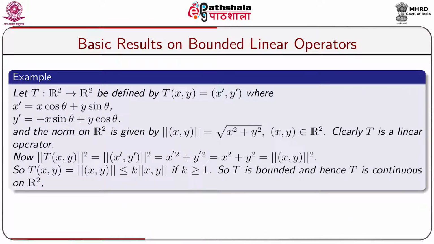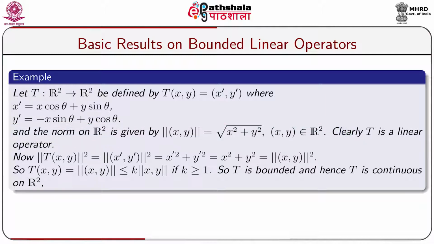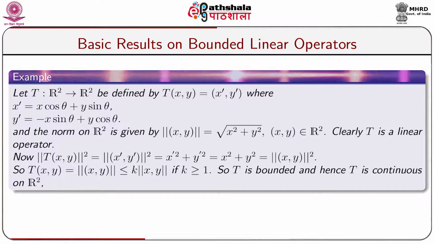Let T be a mapping from R2 to R2 which is defined by T(x, y) = (x', y'), where x' = x cos θ + y sin θ, y' = −x sin θ + y cos θ, and the norm on R2 is given by norm of (x, y) = √(x² + y²), where (x, y) is taken from R2. It can be easily verified that T is a linear operator.